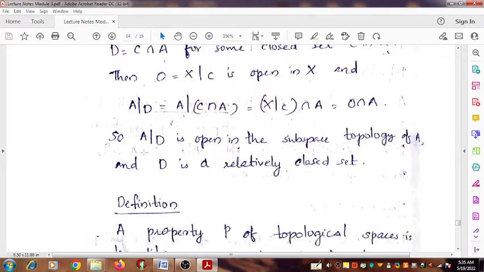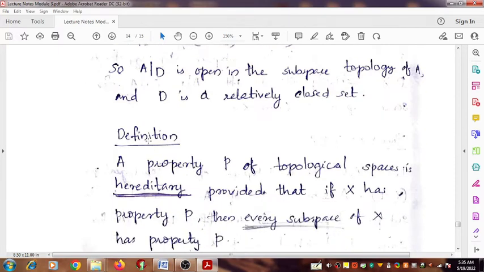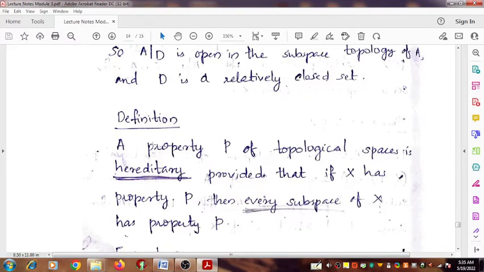And hence we get that A minus D equals O intersection A, and thus A minus D is open in the subspace topology of A. Therefore D is a relatively closed set. Since A minus D is open in the subspace topology of A, we get that D is a relatively closed set.